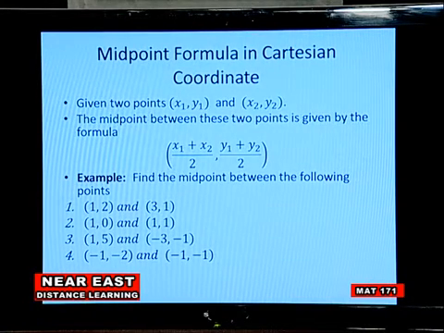Now we have a point. We want to know how to find the midpoint. Point here and the point here. How do we find the midpoint? We showed how to find the distance between these 2 points. How are we going to find the midpoint between these 2 points? Well, this is given by the midpoint formula in the Cartesian coordinate system. Given 2 points, x1, y1 and x2, y2, the midpoint between these 2 points is given by x1 plus x2 over 2, y1 plus y2 over 2.